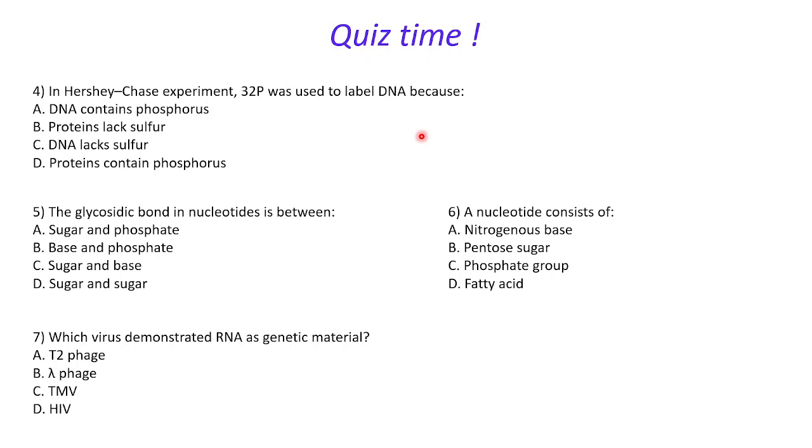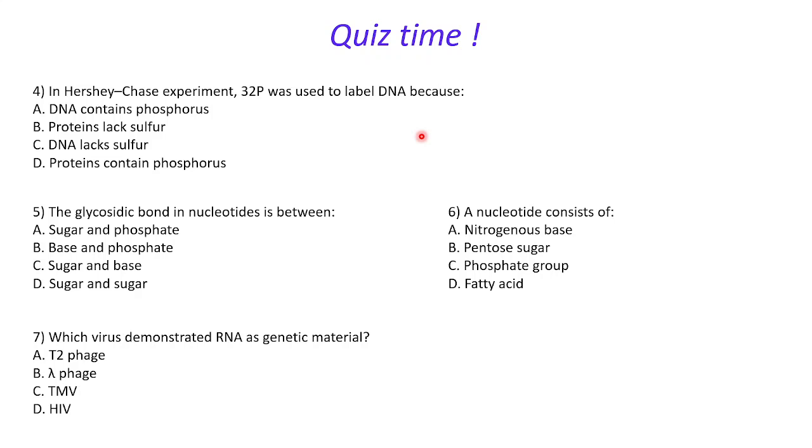The next one, that's question number 5. The glycosidic bond in nucleotides is between: sugar phosphate, base phosphate, sugar base, sugar sugar. Very direct question. Option C, yes. Thumbs up. Correct. Sugar and base.